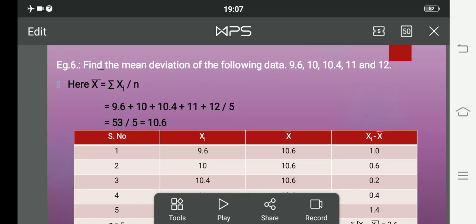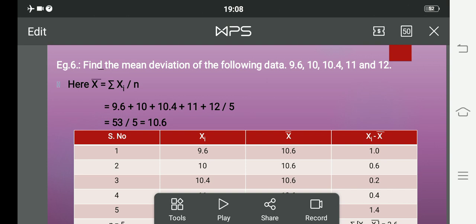What is being asked is: the given data is 9.6, 10, 10.4, 11 and 12, and they have asked us to calculate the mean deviation. To calculate the mean deviation, you have to calculate the deviation first. So to find the deviation, you have to find the mean, because the difference between the individual value and the mean is the deviation. We saw this in the previous definition. So first you find the mean value x bar. How did we calculate it? We add all the values and divide by the number of values. The answer we get is 10.6.